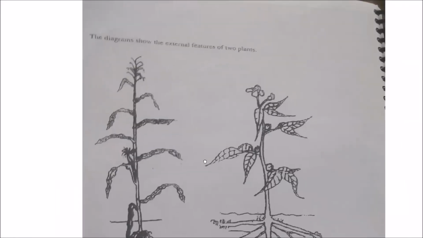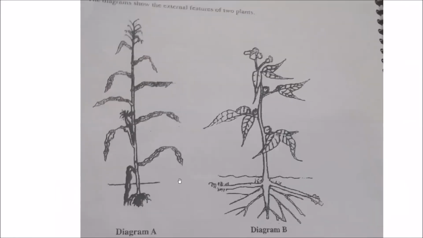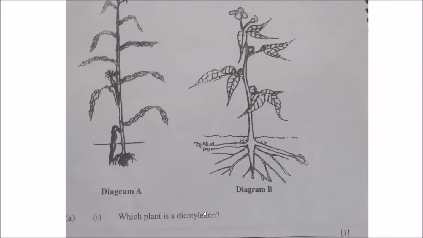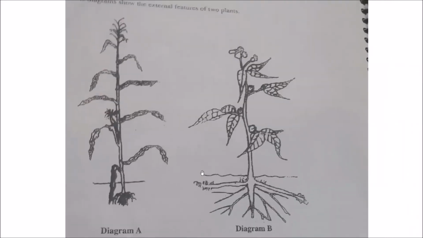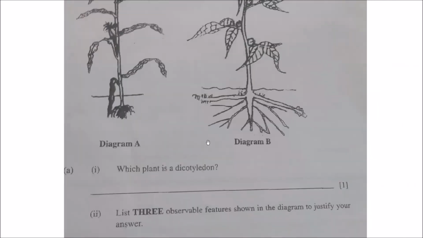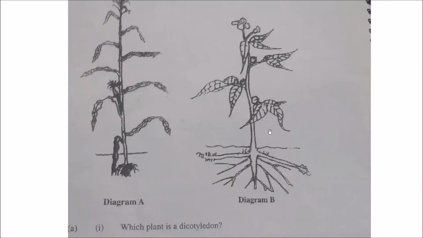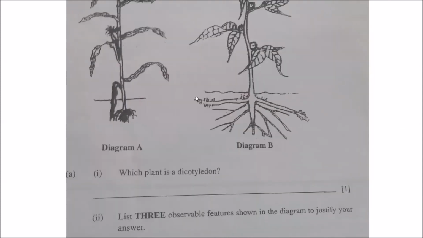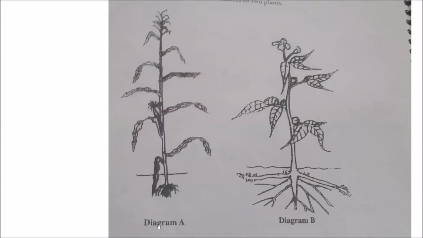All right, next question. The diagram shows the external features of two plants. Which plant is a dicotyledon? All right, there's a couple of clues here that'll show you that. Okay, so we will know that B is a dicotyledon. It has a taproot. Okay, and it also has leaves which have a main stem and branching veins from it. Okay, and we know that diagram A is a monocotyledon because it has narrow leaves and the root system is fibrous.